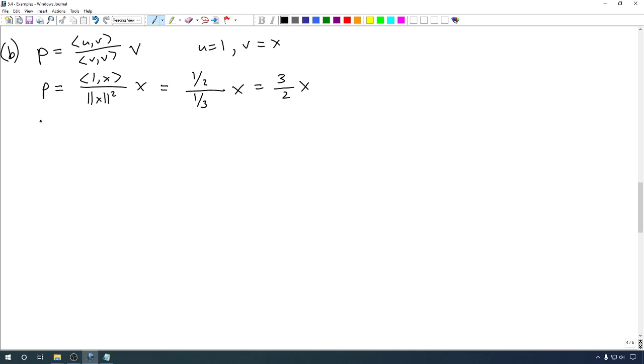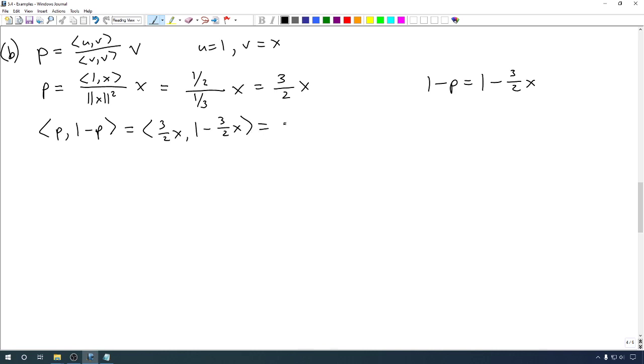Of course, then we can say 1 minus p is equal to 1 minus 3/2 of x. We can't really simplify that. That's just what it is. But we do want to show that these two vectors are orthogonal to each other. How do we do that? Well, we just want to show their inner product is 0. So what is the inner product of this vector p with this vector 1 minus p? Or in other words, what's the inner product of 3/2 x with 1 minus 3/2 x?